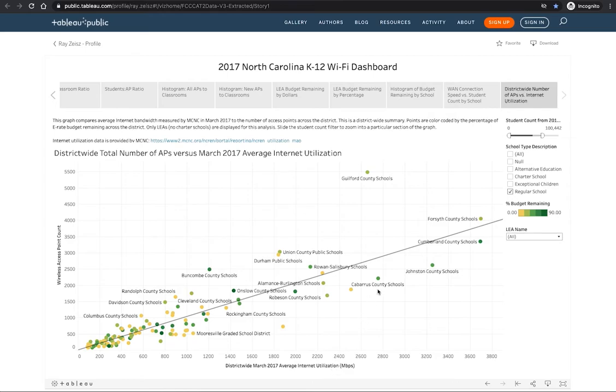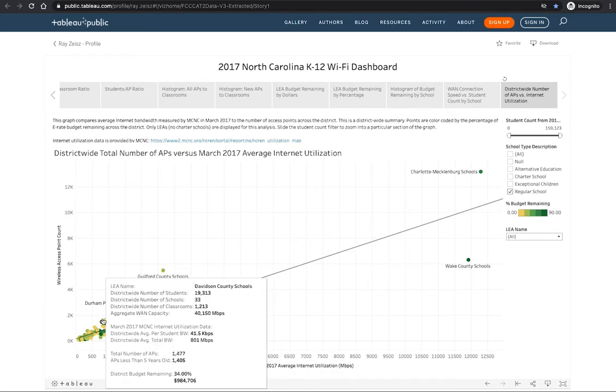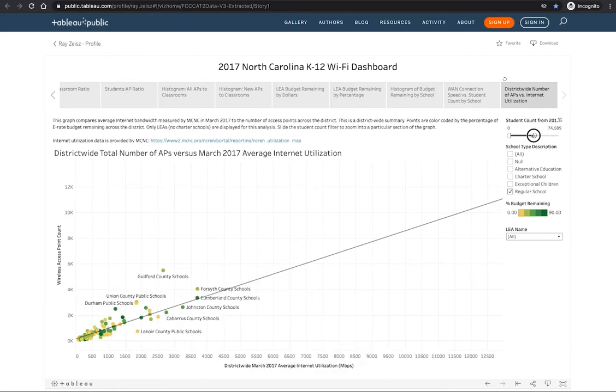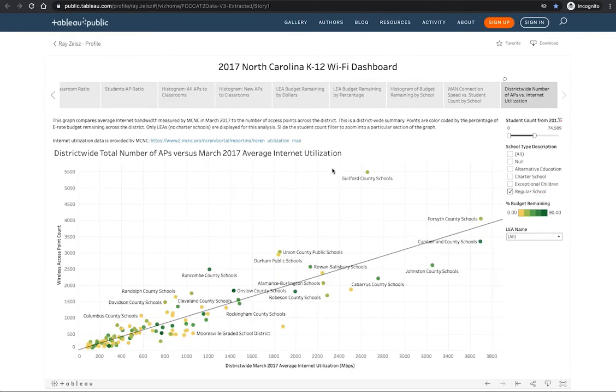And so here we're going to close it out with our last chart, which brings us all the way back to that and looks at the ratio of wireless access points to utilization. And you would expect that the more access points you have, the more utilization you have. Now we've scrunched this graph down a little bit to not show Wake and Charlotte. So just real quick, I will pull in Wake and Charlotte. And the reason we do that is because they make everybody else kind of disappear, and it's harder to investigate the data. So we're taking them off for a second and going to just the districts besides them. And we're color-coded by the amount of funding remaining, and only looking at regular schools.